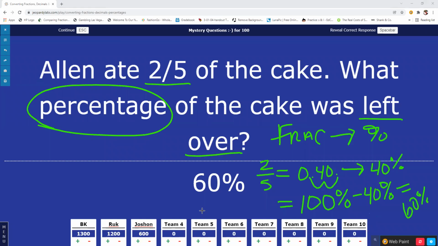No, everybody missed it. Everybody got 40.